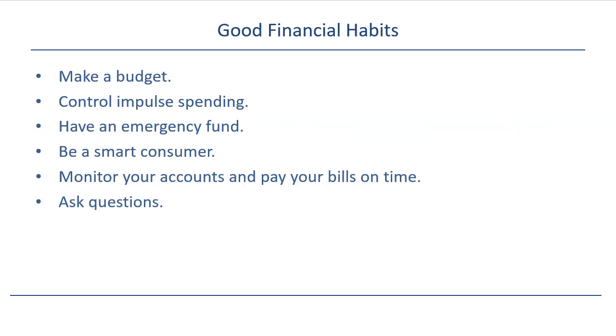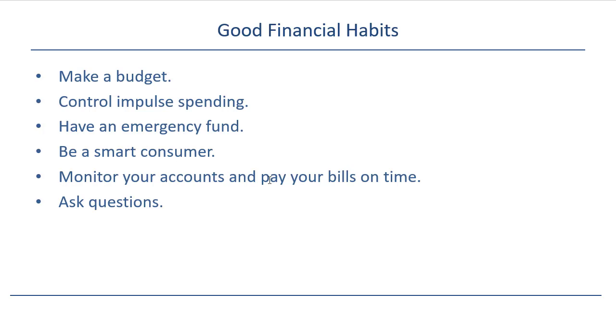So some good financial habits: always make a budget, stick to the budget, control your impulse spending, which is what it means to stick to that budget. Always have some sort of emergency fund. You never know when your car is going to break down. You never know when you're going to get sick and you need to pay some hospital bills. Be a smart consumer. That just means do your research. Don't buy the first shiniest computer that you see that's on sale. Do some research. See if maybe there's a cheaper option that's just as good. You know, those kinds of things.